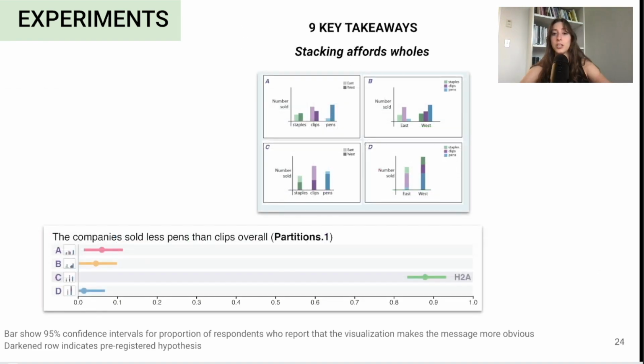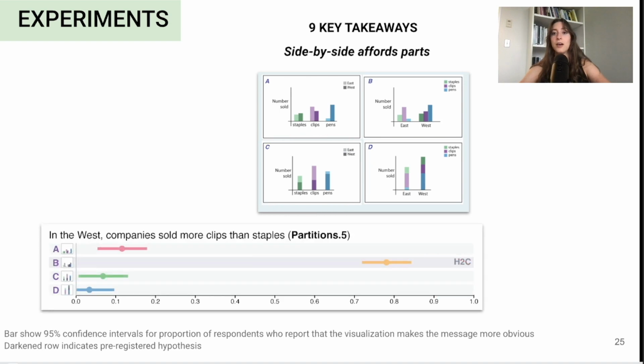For our part-to-whole experiment, we found that stacking affords wholes. For the strength of the signal, you can see this green confidence interval in the 3rd row. It's almost all the way over to the right, which means that almost 100% of participants reported this affordance. On the other hand, we find that arranging bars side by side affords part-wise comparison, and here you can see the strength of that signal in this orange confidence interval in the 2nd row, also very far to the right.